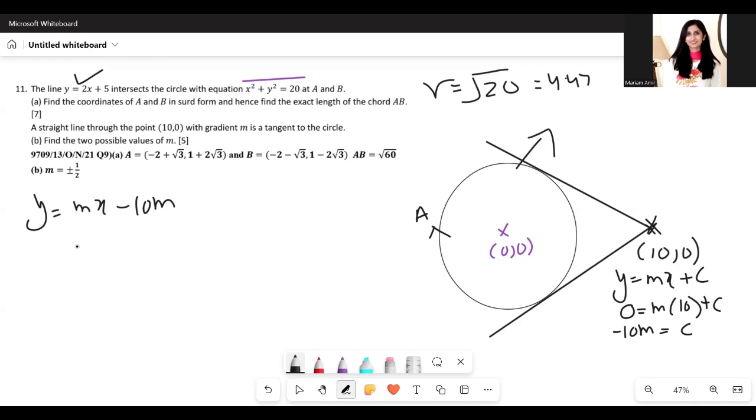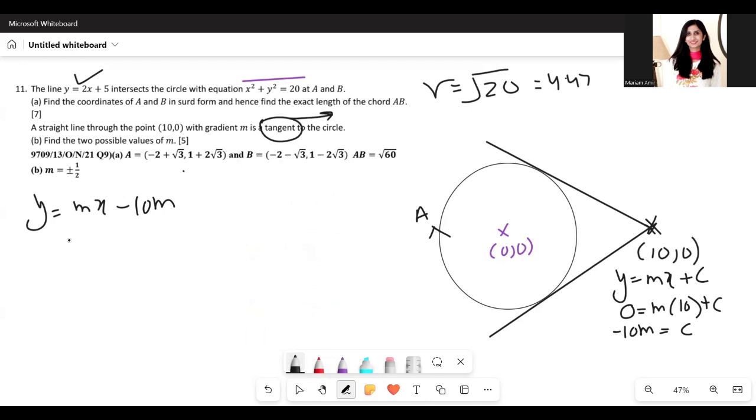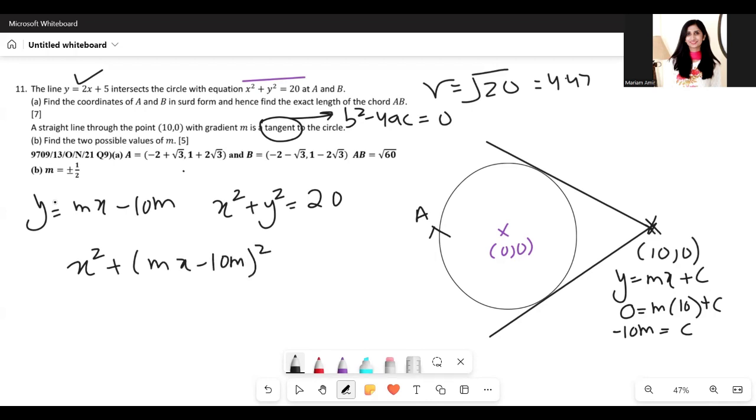And we go back to discriminant properties with this question. If a line is tangent to the curve, that means that b squared minus 4ac equals 0. So now we need to get a b squared minus 4ac. For that, we need a quadratic equation. So we're going to solve the circle equation and the linear line equation simultaneously. So I'm going to substitute: x squared plus (mx minus 10m) whole squared equals 20. If you take the m common here, it's going to make the algebra a lot easier.